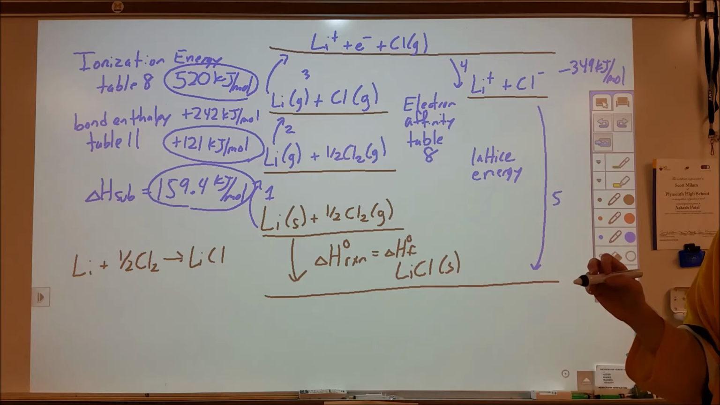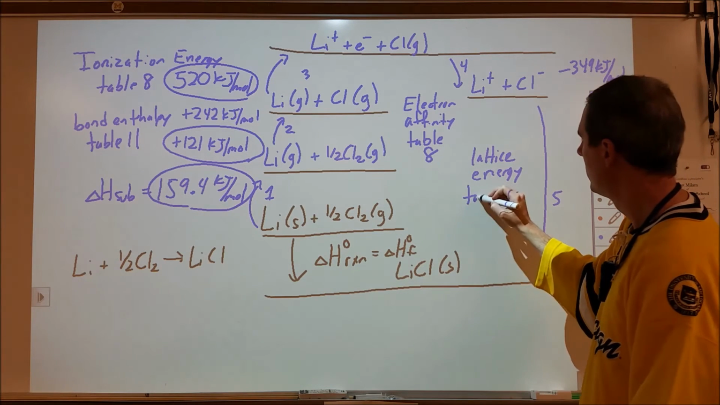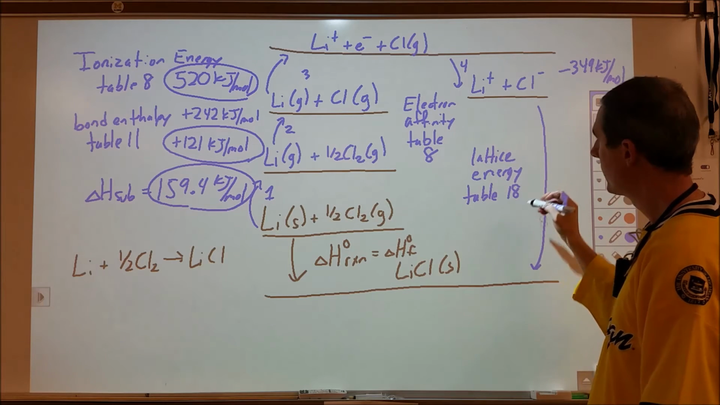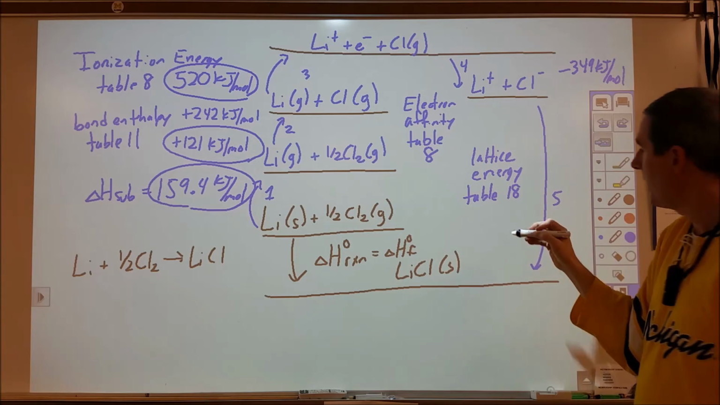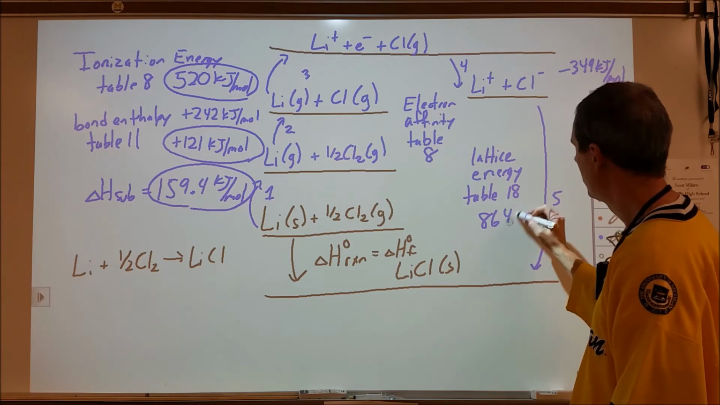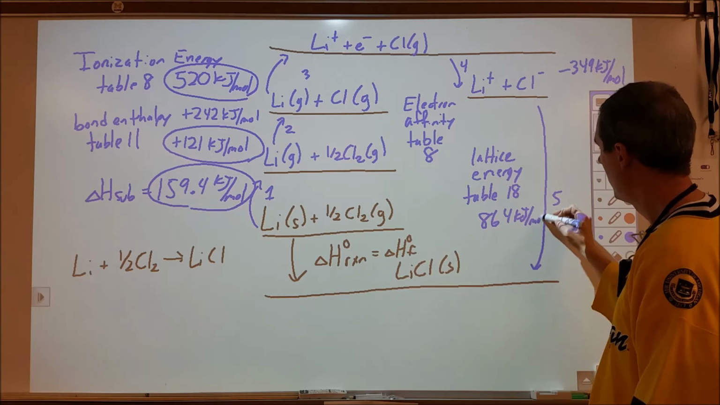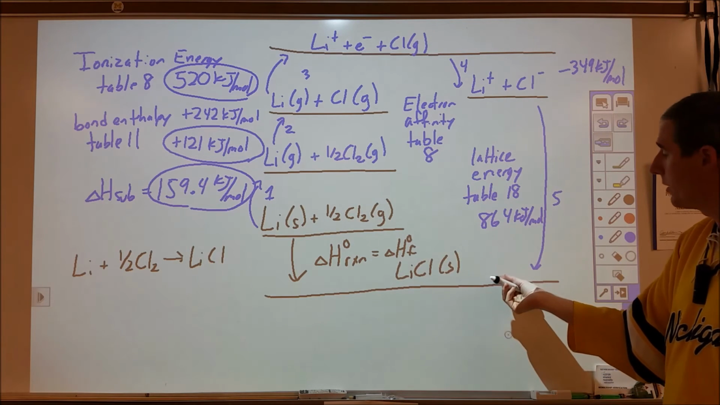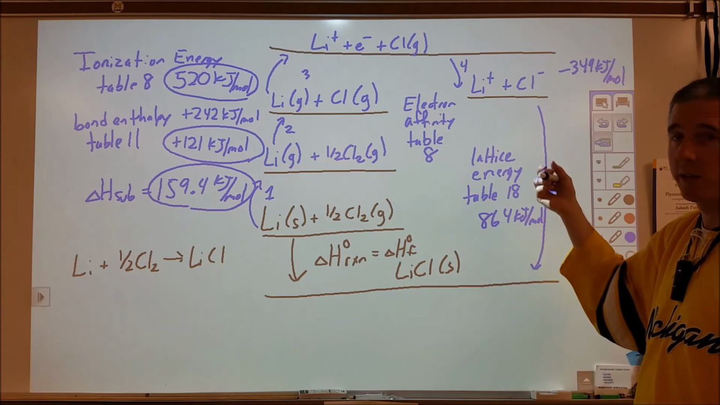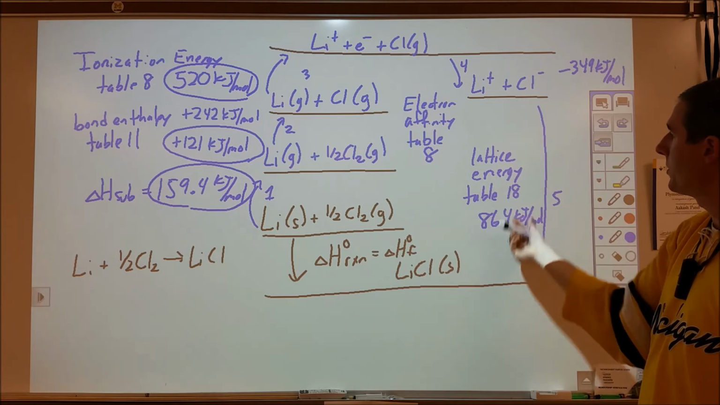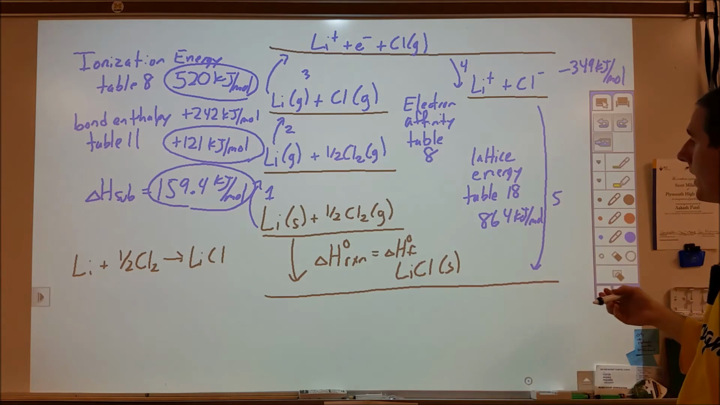And that is in the data booklet in table 18. And the value we find for that is 864. Now, lattice energy is defined as the energy required to separate the ions from one another. So in this case, we're bringing them together. So there's kind of two ways we can attack this.